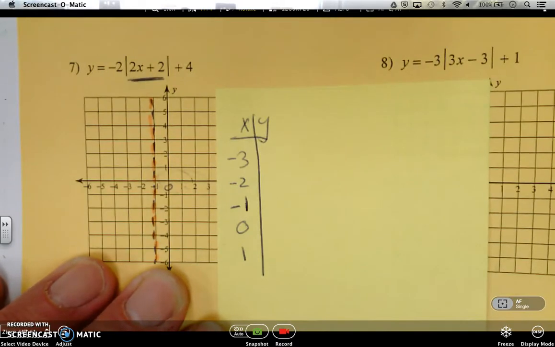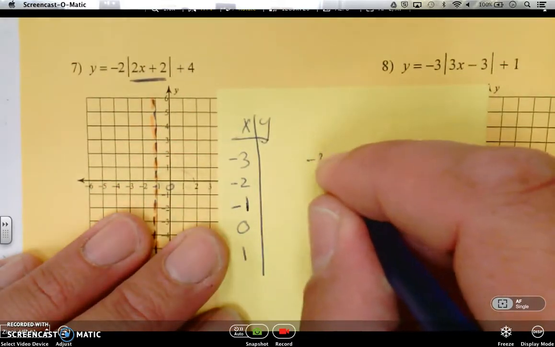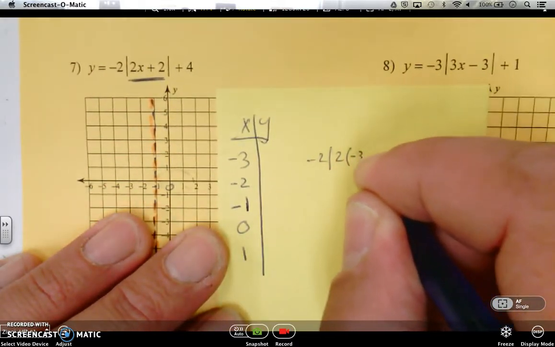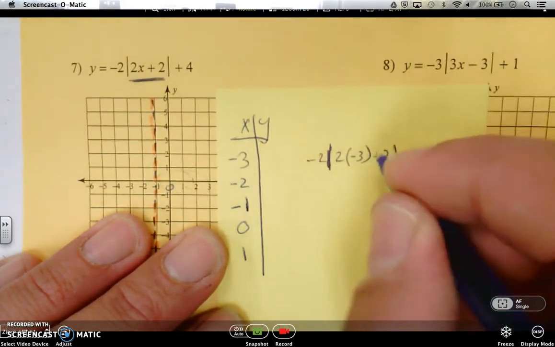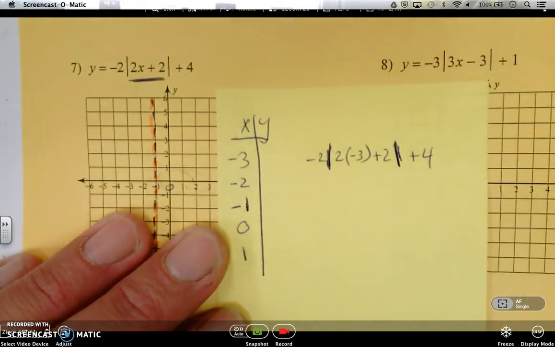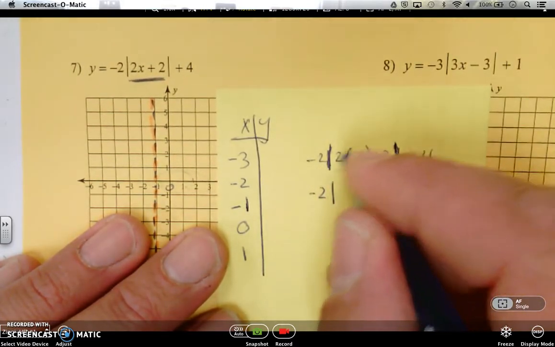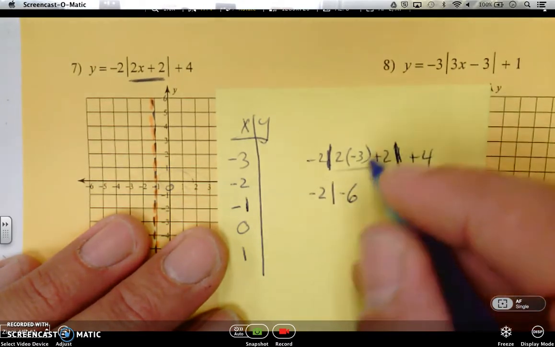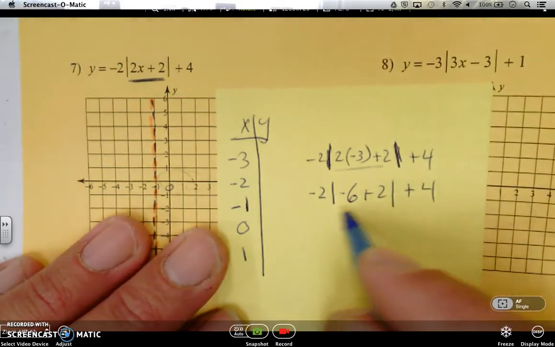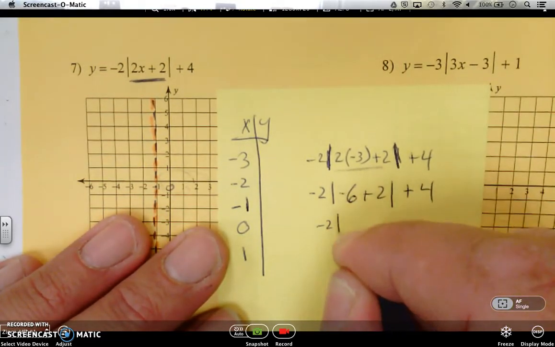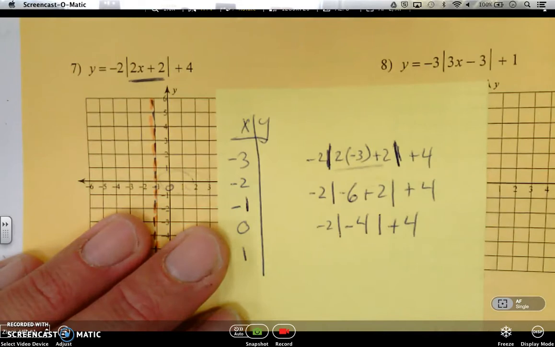Okay, there's going to be more calculations for this, so we've got to go a little bit slow. So when we plug -3 into here, we get -2 absolute value, 2 times -3 plus 2 plus 4. Those are my absolute value bars. So absolute value bars, like parentheses, you've got to do everything inside first. This will give us -6 plus 2 plus 4. Again, clean up everything inside the absolute value. -2 absolute value. This will give us -4 plus 4.